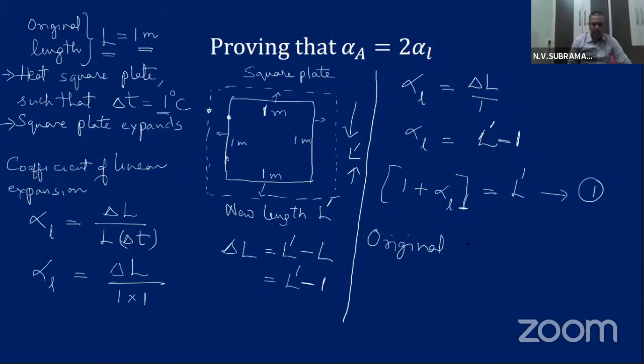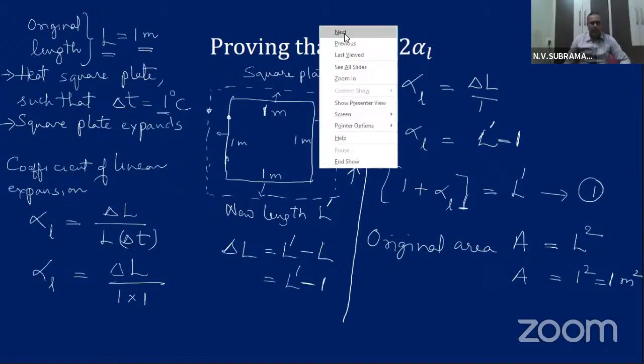Original area. Children, tell me how you will calculate the area of a square? Side into side. That means L into L, that means L square. Original length is L, L square. L is how much? 1. 1 square, how much? 1. So 1 meter square is the original area. Remember, what is the original area? 1 meter square. So here I am writing, let the original area is 1 meter square.